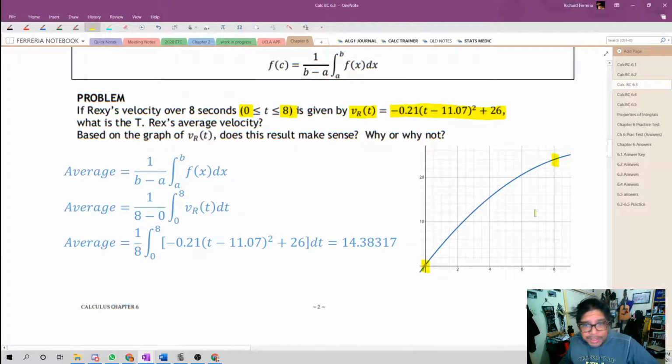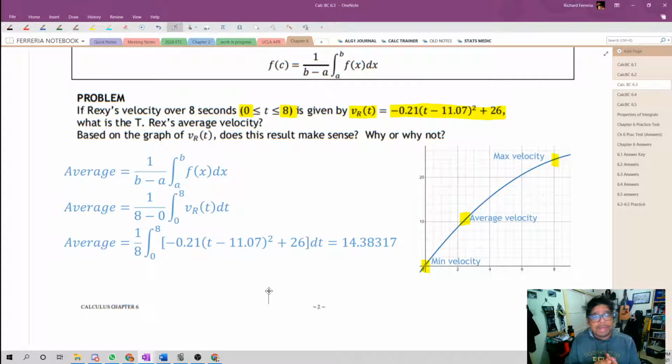His average velocity is 11, and that looks like right around here he's going to reach his average velocity. And so this average velocity makes sense because it is somewhere between the minimum and the maximum velocity, somewhere near the middle of the minimum and maximum velocity.